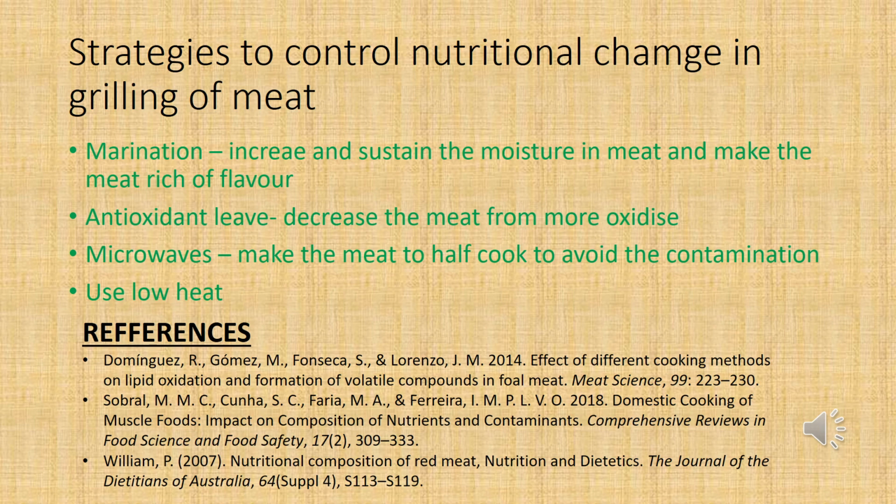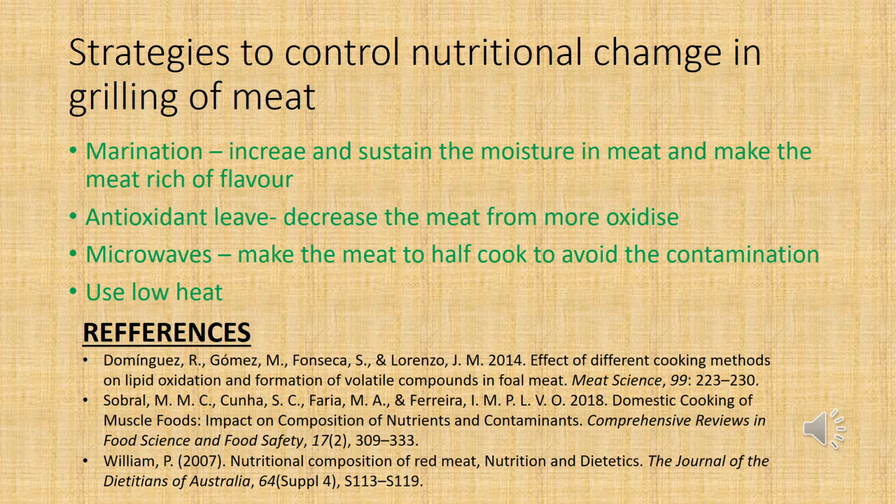The second point is antioxidant leaf. For example, we can use bamboo leaf. Why do we use bamboo leaf? We can use bamboo leaf, banana leaf or papaya leaf. This is because it will protect the meat from oxidizing. We know that when we use the method of grilling, the smoke from the charcoal contains more carbon dioxide. So when we use the antioxidant leaf, it will prevent carbon dioxide from being absorbed into the meat.